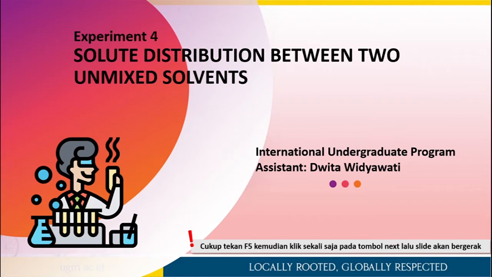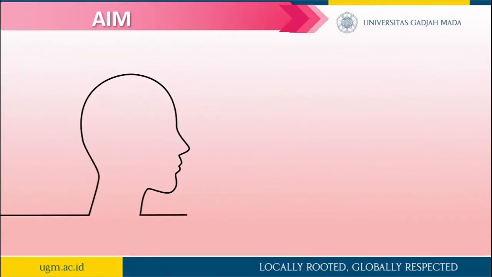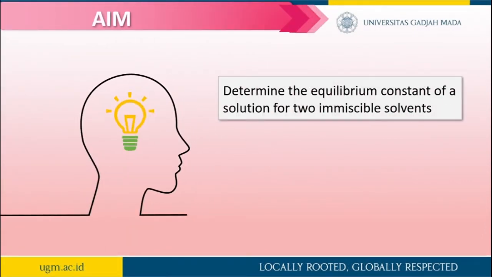Before we start this experiment, let me introduce myself first. My name is Dwita, the assistant for this experiment, and the title of this experiment is Solute Distribution between Two Immiscible Solvents. The aim of this experiment is to determine the equilibrium constant of a solution for two immiscible solvents.